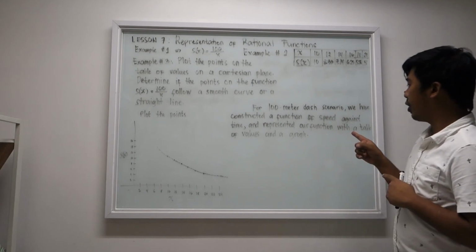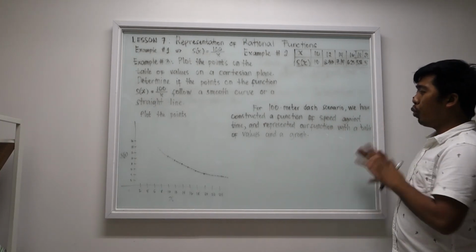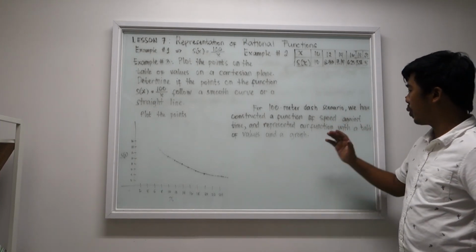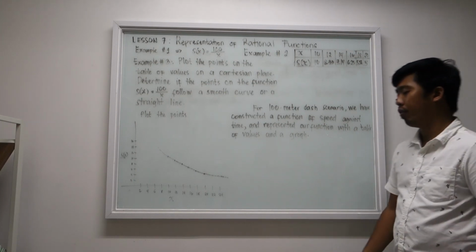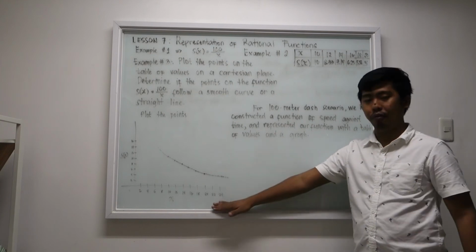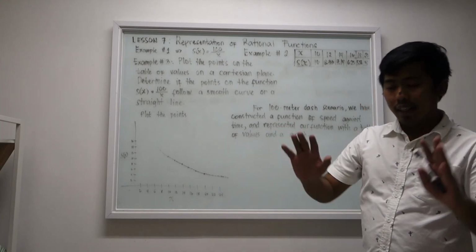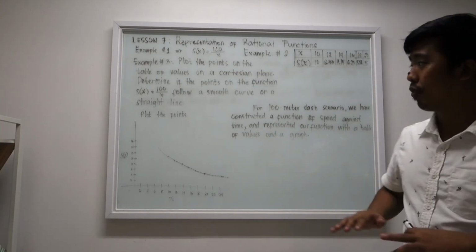For the 100 meter dash scenario, we have constructed a function of speed against time and represented our function with a table of values and a graph. So that's it, and I hope you learned something from today's lesson.